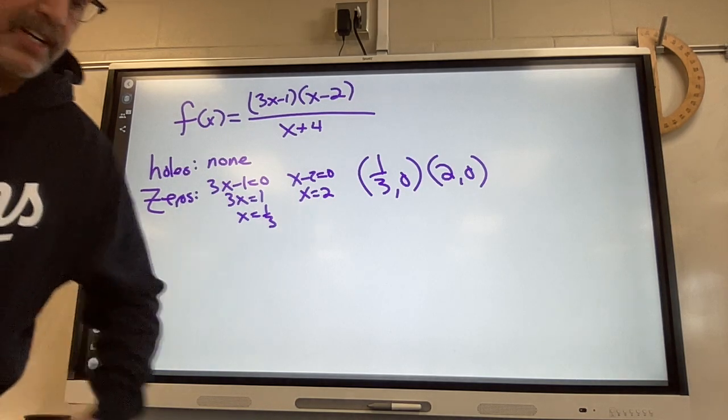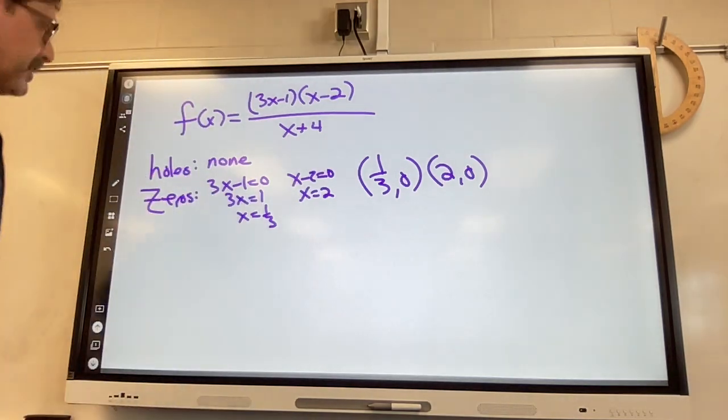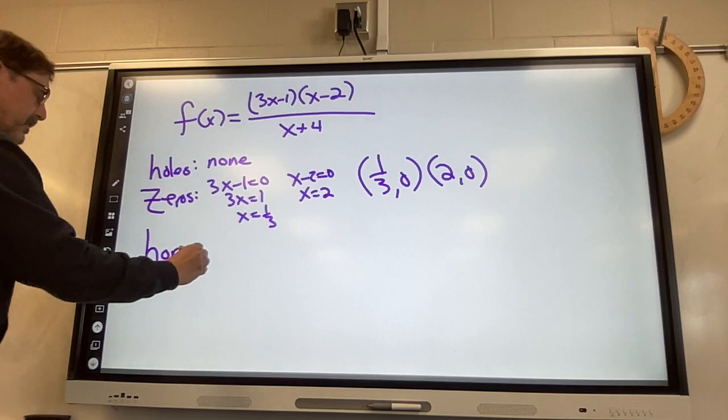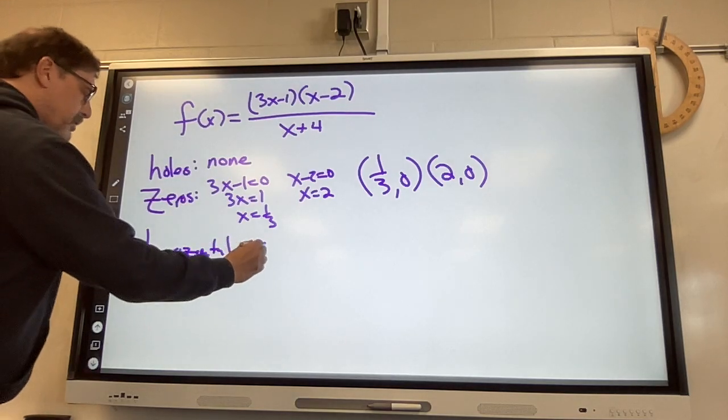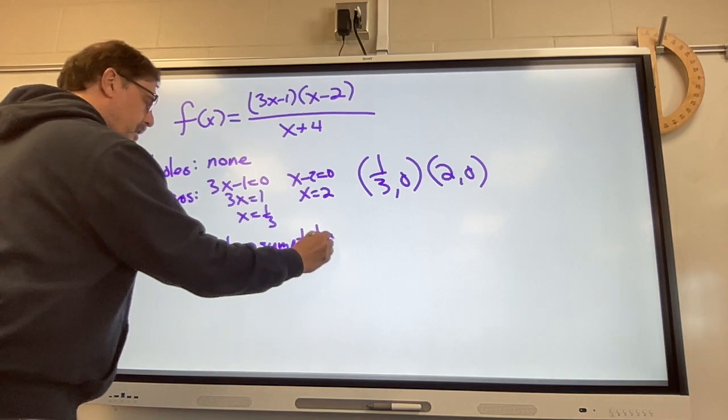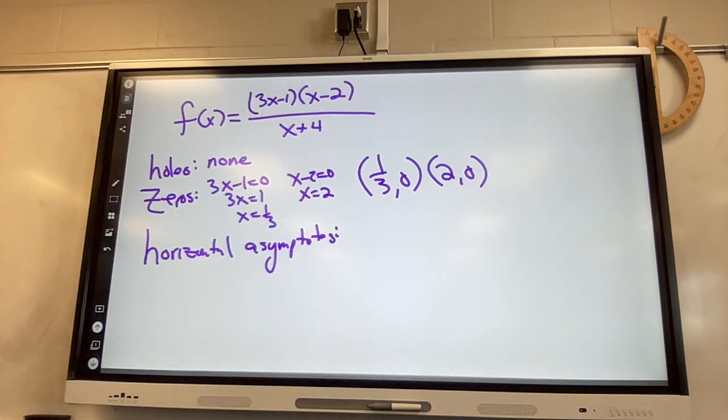The next thing on today's sheet says horizontal asymptotes. I believe it is spelled A-S-Y-M-P-T-O-T-E, asymptote. It is where something is close, close, close, but never gets to.